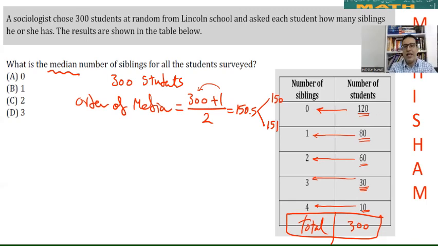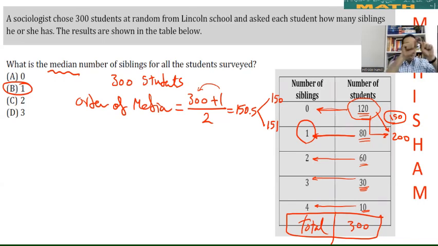So I will go to student number 150. As we can see here, the first 120 students all got 0 siblings. 120 plus 80 is 200. So between 120 and 200, I have student number 150. So I will go to student number 150, who lies here, and ask him how many siblings he has, and it's clear that he has 1 sibling. So the median is 1.